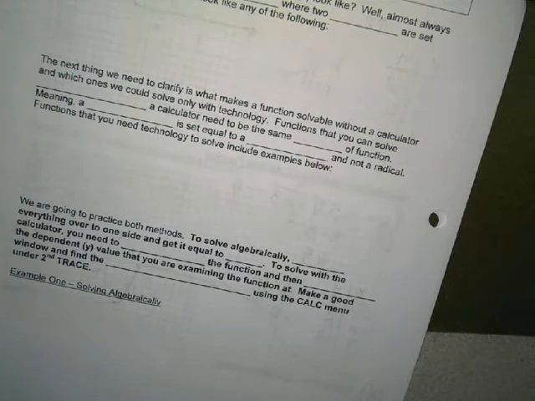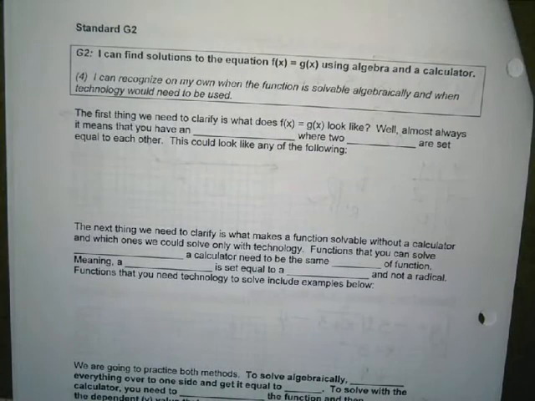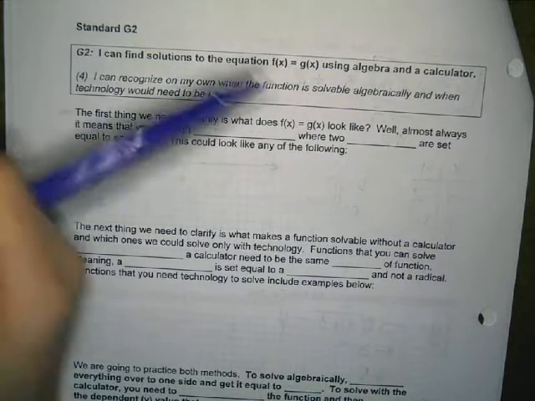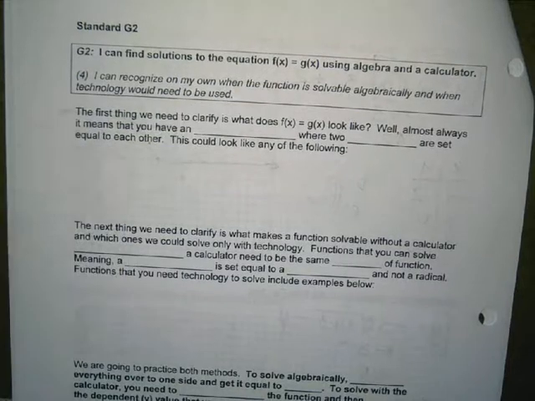They should be. It's standard G2. We'll see how far we get, but this is similar to stuff that we've done before. It's just expanding maybe into other functions that we haven't dealt with a lot. So the standard is I can find solutions to the equation f of x equals g of x using algebra and a calculator. And then the extension of that is you can recognize on your own when the function is solvable algebraically and when technology would need to be used.